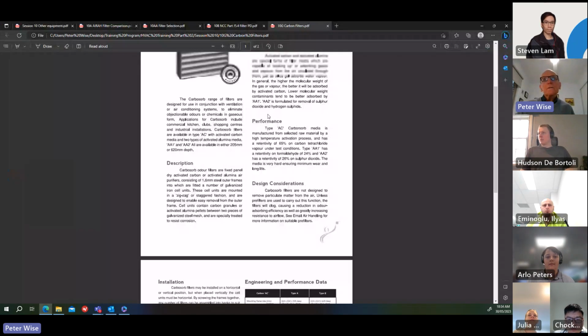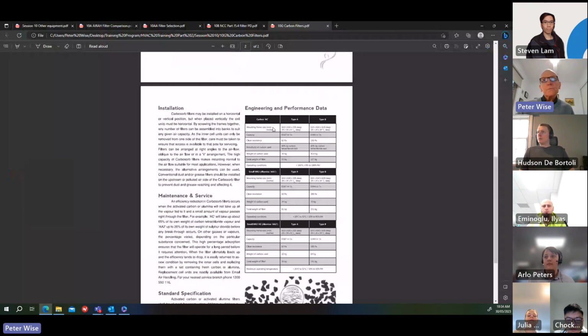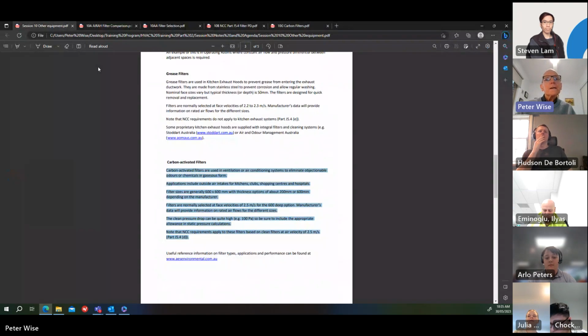Again, from the same source, there's technical data available for the different filter sizes: 600 by 600 by 200, 600 by 600 by 600, nominal sizes, rated airflow capacities, and the clean resistance. So information's out there if you come across this. The clean pressure drop can be quite high. 100 pascals, for instance, is typical. So you need to include that in the static pressure calcs. And the NCC applies to these filters as well at an air velocity of 2.5 meters a second.